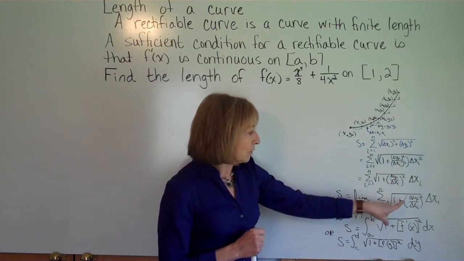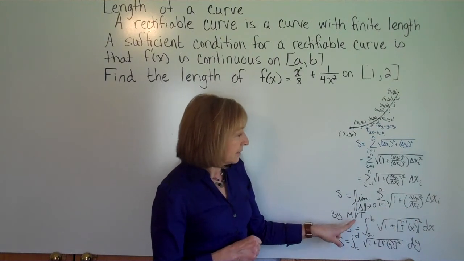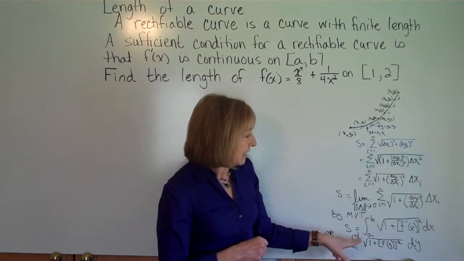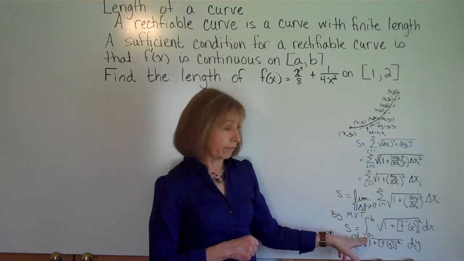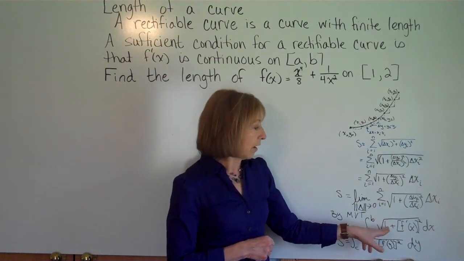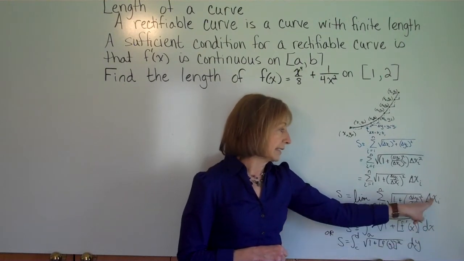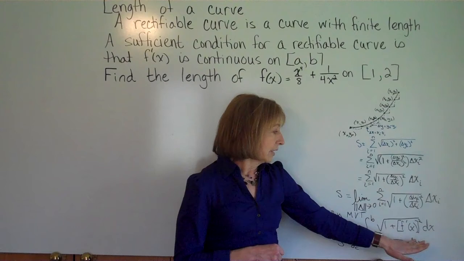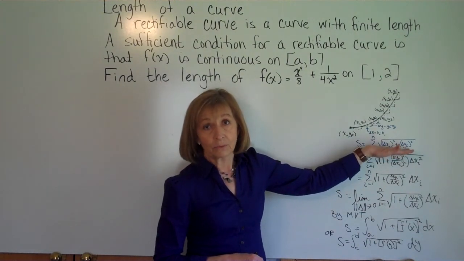So by the mean value theorem, I can make the connection that this limit is going to be the definite integral from a to b of the square root of 1 plus f prime of x quantity squared, and then dx for the delta x sub i. So that's if I would have gone up here and divided everything through by a delta x sub i squared.